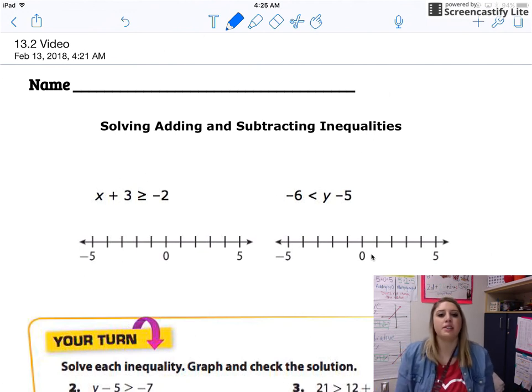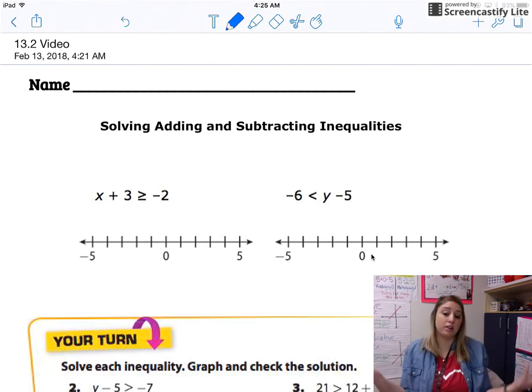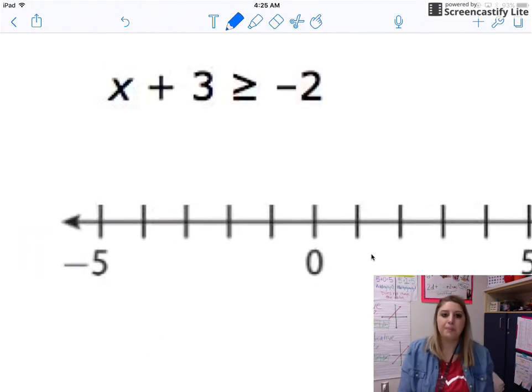Hi everyone, today we're going to be talking about solving, adding, and subtracting inequalities. Adding and subtracting inequality problems are just like equations. All you have to know is how to solve equations and how to graph an inequality, and you're going to know everything we have to do today.